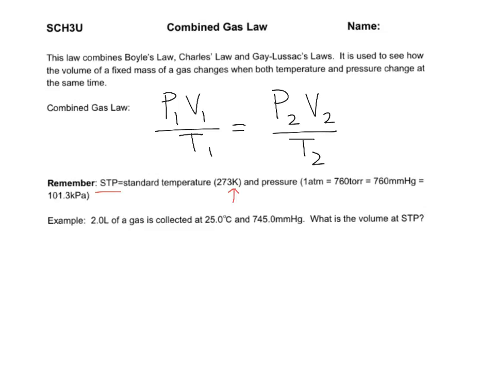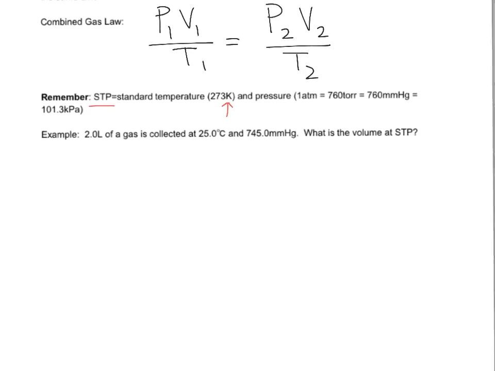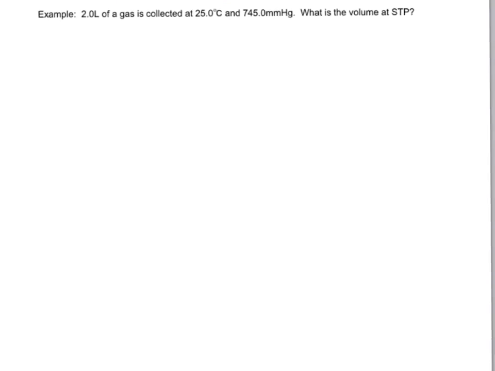So let's look at an example and see how this can actually be used. Example: 2 liters of gas is collected at 25 degrees Celsius and 745.0 millimeters of mercury. What is the volume at STP? So there's that pesky little STP again. You need to remember those standard conditions.